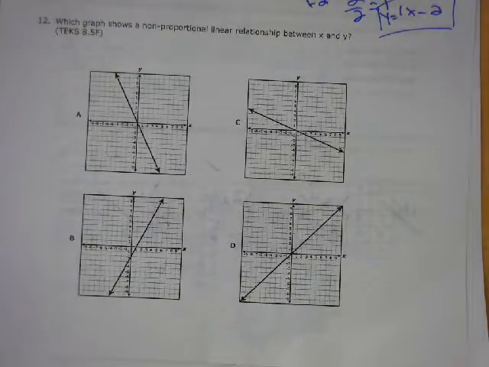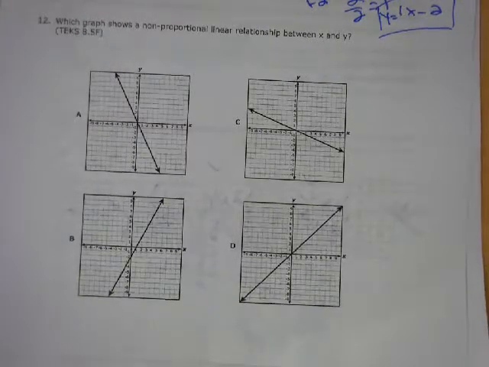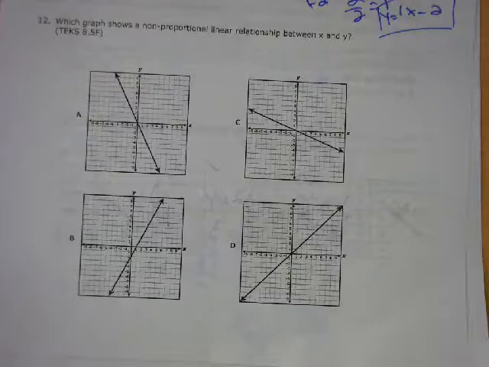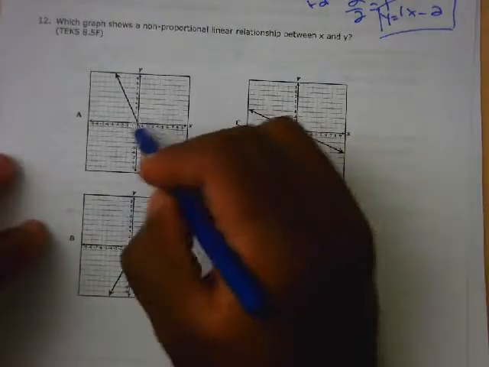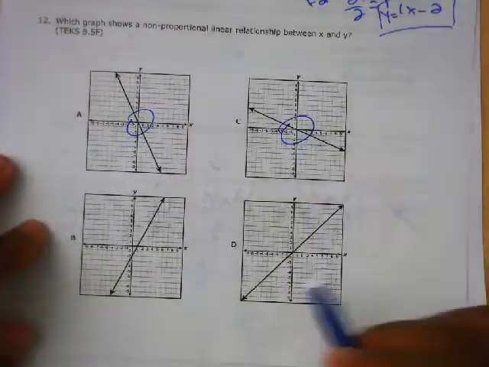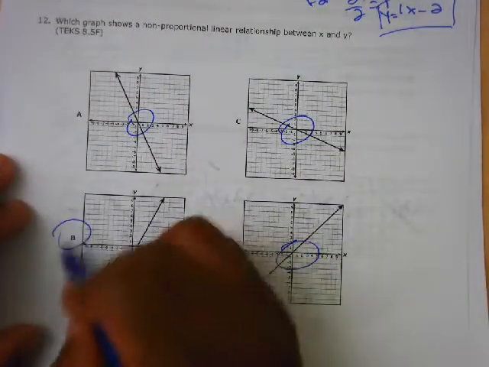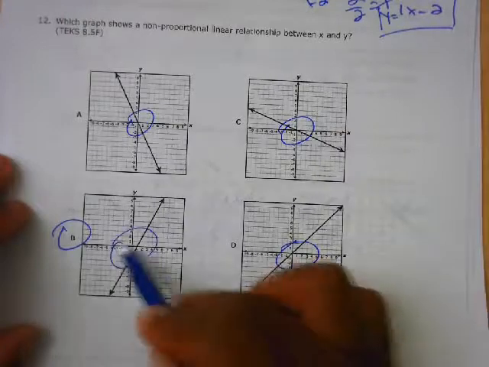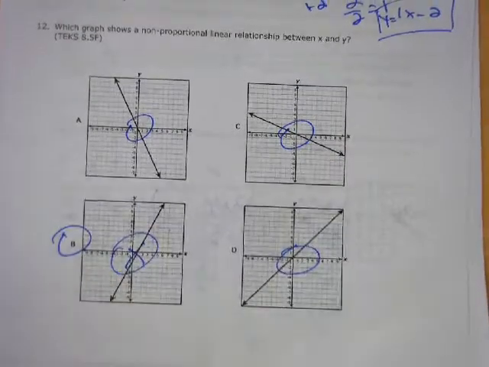Same thing, or no, it's not the same thing here. This one is non-proportional. It says which one has a non-proportional graph. Well, you look for the one that does not go through the origin. This one goes through the origin. This one goes through the origin. This one goes through the origin. So this one would be my answer because it does not go through the origin. Okay, so that's my answer.